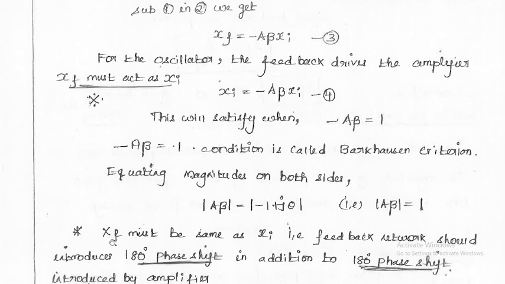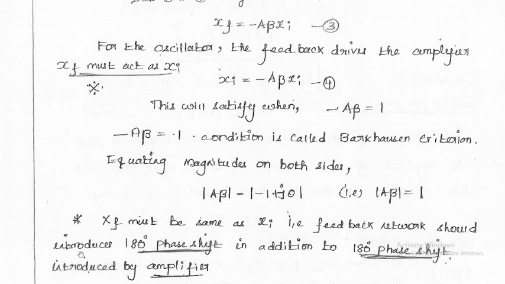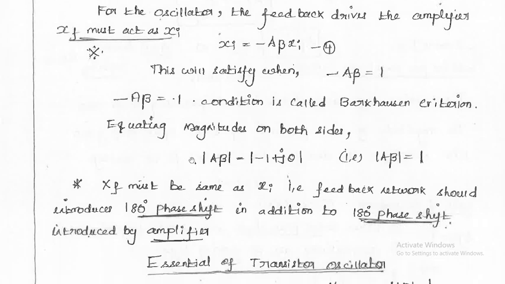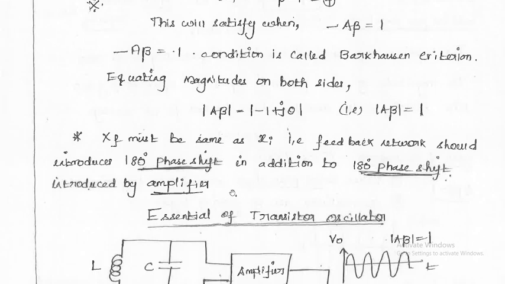Okay. So this XF must be the same as Xi, that is, the feedback network should introduce 180-degree phase shift in addition to the 180-degree phase shift introduced by the amplifier. So the total phase shift is 360 degrees, and this is the second important condition of the Barkhausen criterion. The first condition is modulus of A beta equals 1, that is, the product of gain with feedback is 1. The second condition is that the total phase shift of the circuit is 360 degrees.